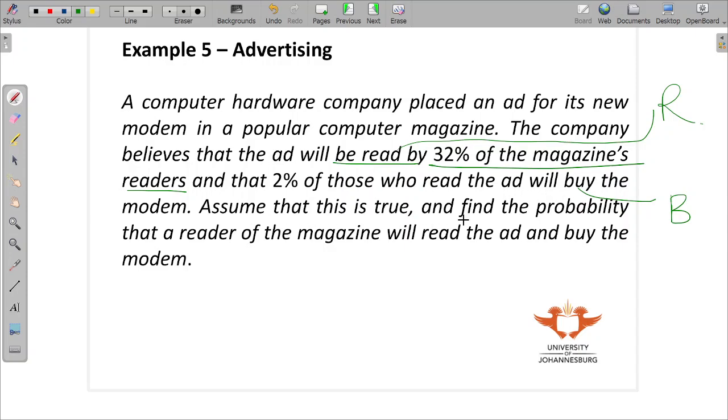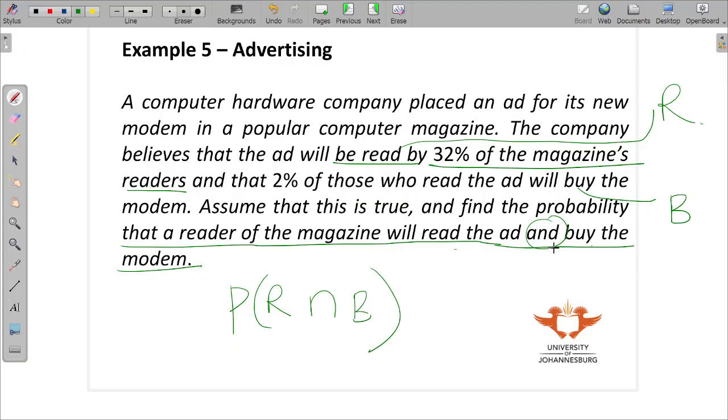Okay, assume that this is true and find the probability that a reader of the magazine will read the ad and buy the modem. So what are we looking for here? We are looking for "and". Read and buy. So we are looking for R intersection B. So that is read and buy. Find the probability that a reader of the magazine will read the ad and buy the modem.